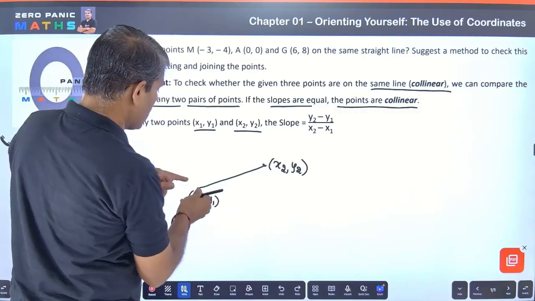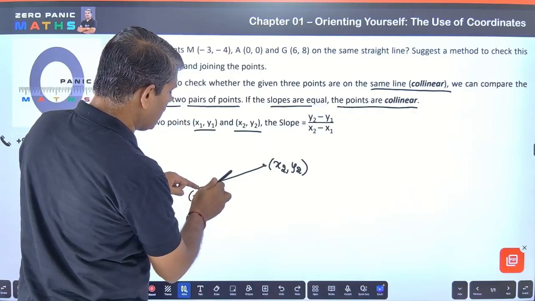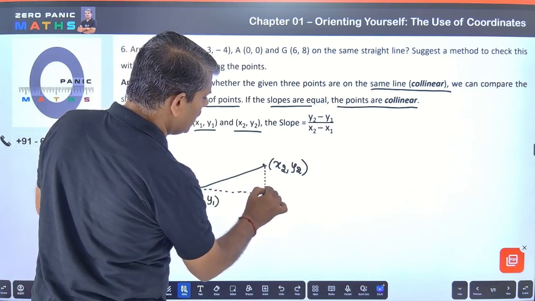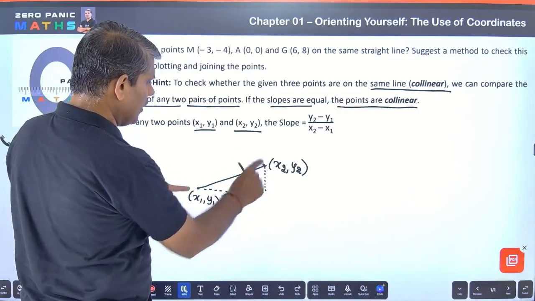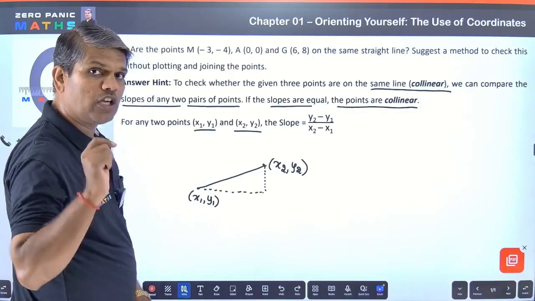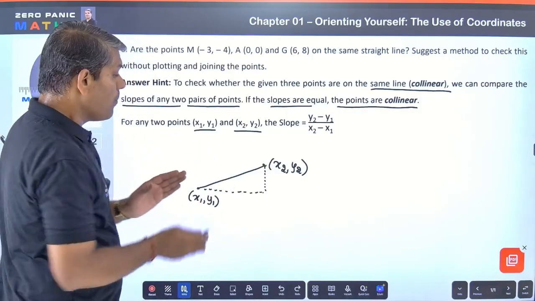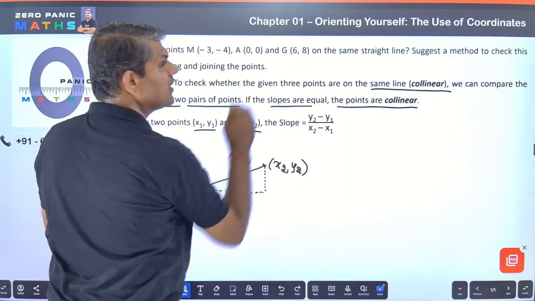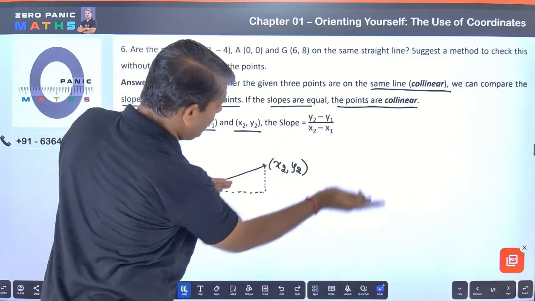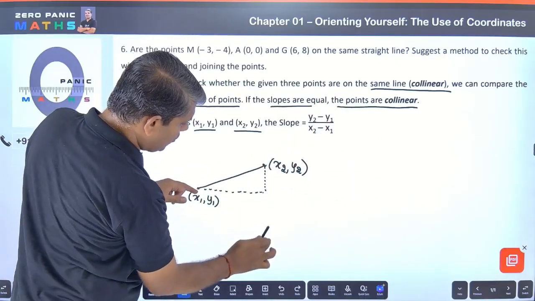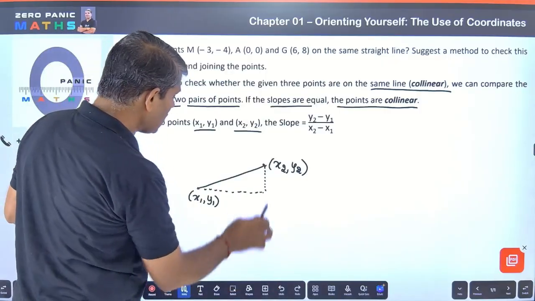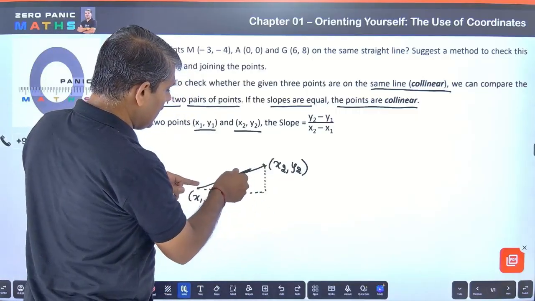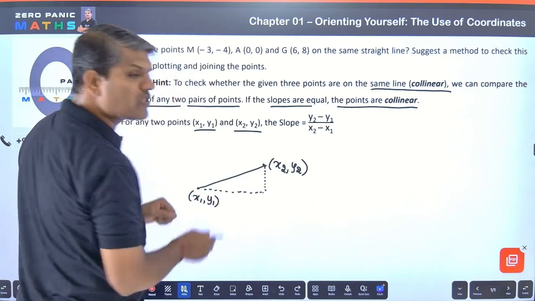Now suppose from here onwards the value of x1 is increasing horizontally, whereas the value of y changes vertically. So this change divided by this change is actually called the slope. If that change is towards the positive side, meaning the line is going upward, then the slope is called positive. And if it is coming towards the downside, you know that the coordinate system towards the downside is always negative. So in that case, if the line is coming down, then the slope is called negative.